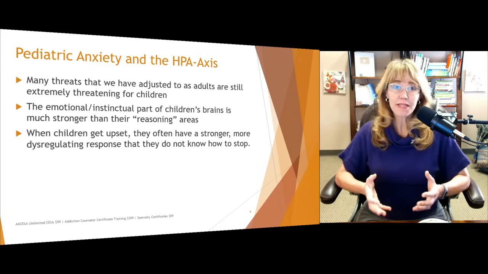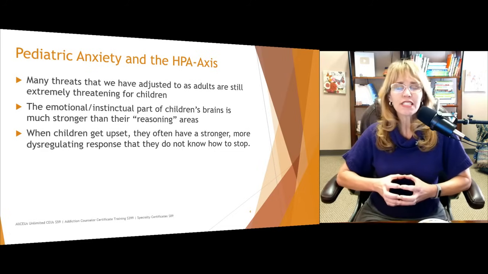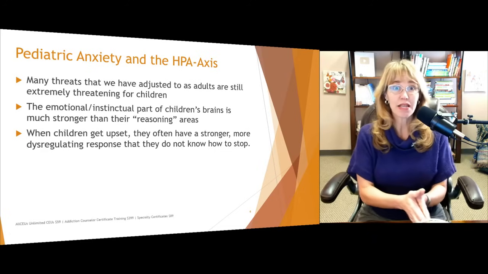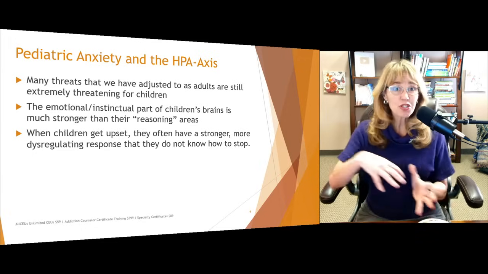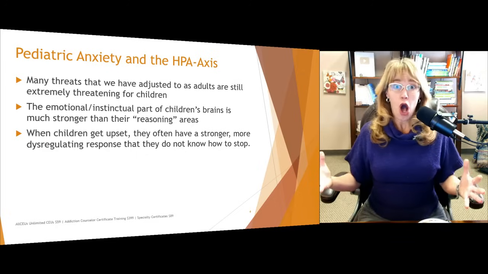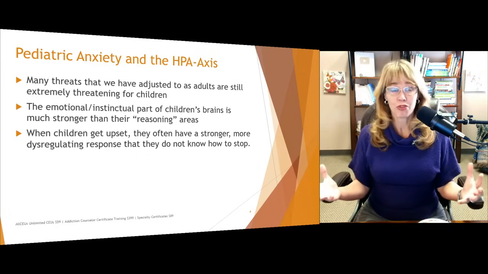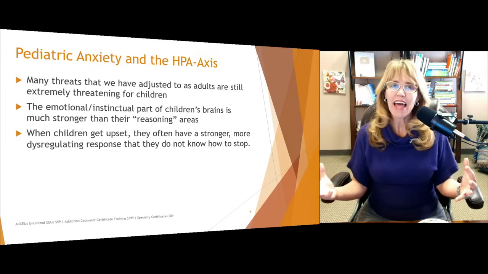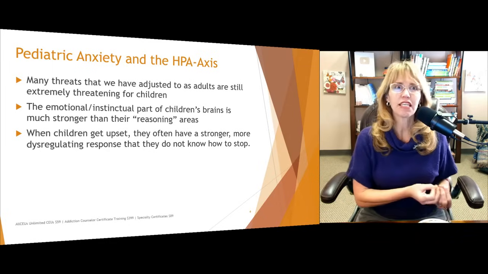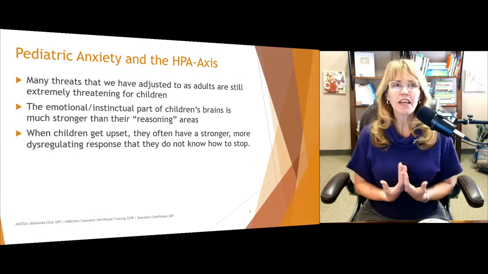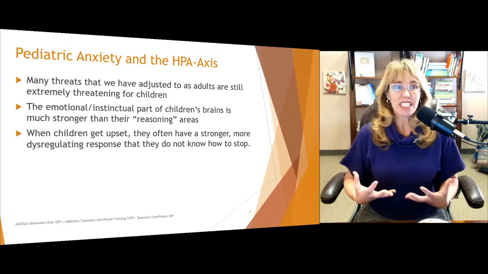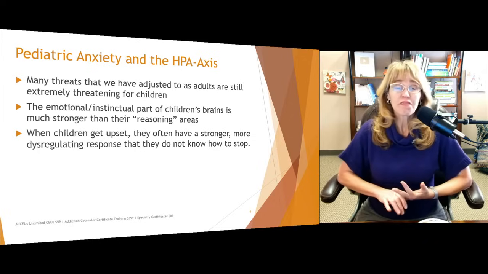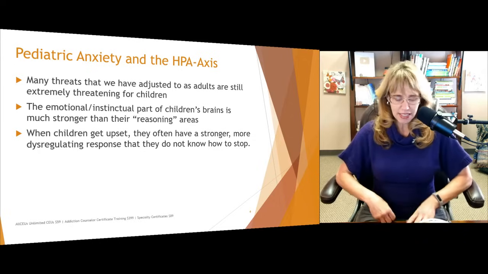And when children get upset, they often have a stronger, more dysregulating response that they don't know how to stop. So when something happens, they may dysregulate. They may have that tsunami of stress hormones, and they're like, oh my gosh, this feels really awful. I want to make it stop. I don't want to feel this way, but I don't know how. And they often don't have the vocabulary to even say all that to us, which feels even more threatening and scary. And it may come out behaviorally or physically. A lot of times we see more somatization in children.